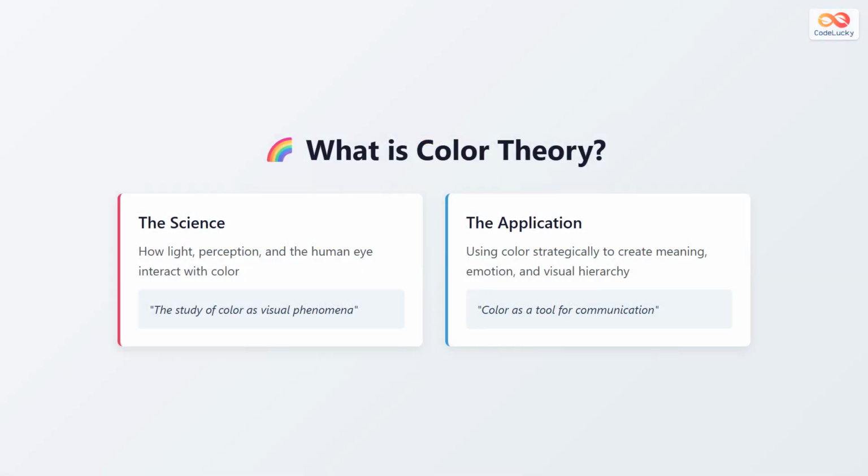Color theory is the science and art of how colors work together and affect human psychology. It's a set of principles that explains how colors interact, combine, and create visual harmony. By mastering color theory, you can create designs that are not just beautiful, but also psychologically engaging to your audience.